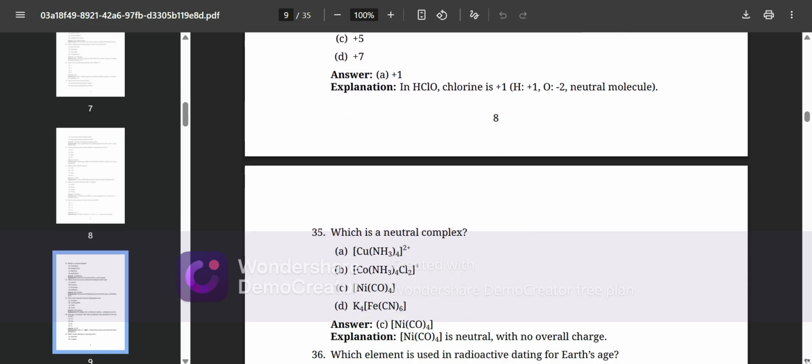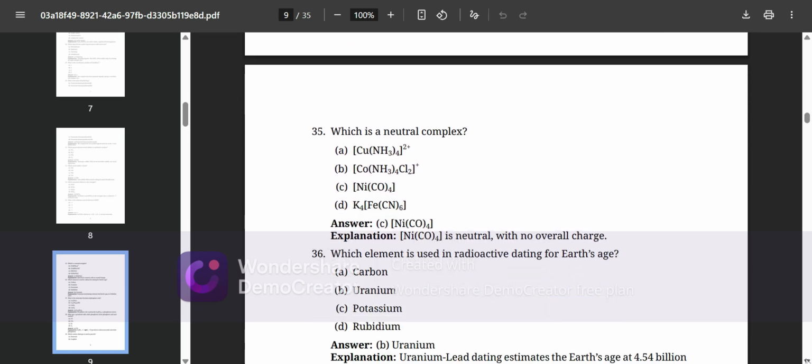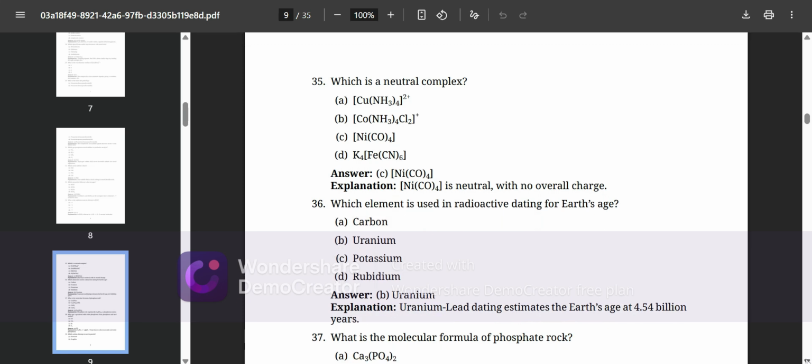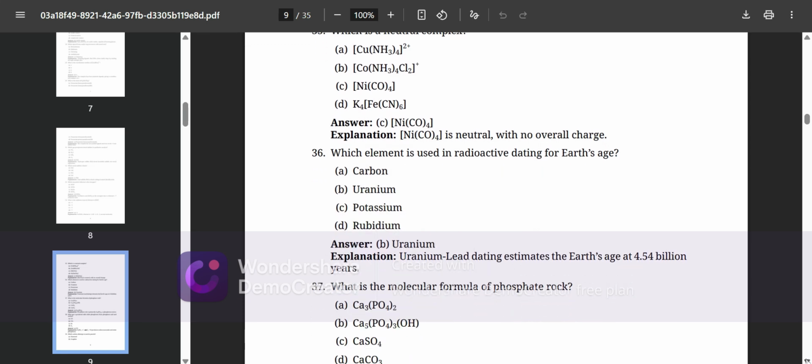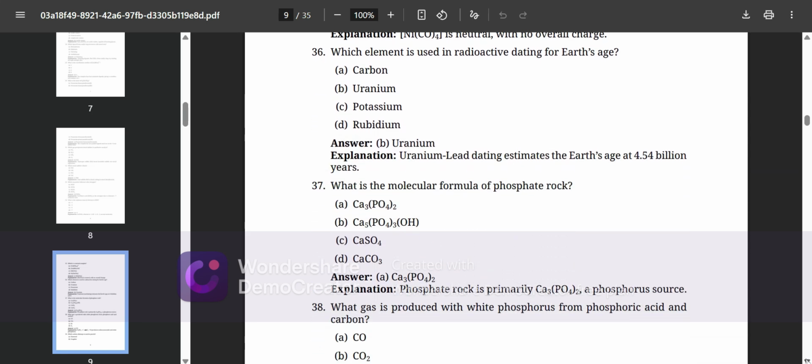Neutral molecules. Which is a neutral complex? Ni(CO)4. Ni(CO)4 is neutral with no overall charge. Which element is used in radioactive dating for Earth's age? Uranium. Uranium-lead dating estimates the Earth's age at 4.54 billion years.